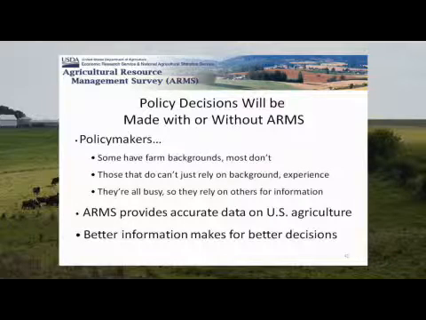Those policymakers that are making the decisions, some have farm backgrounds, but very few of them. Even those that have farm backgrounds really can't rely on just their background and experience because it tends to be narrow. In addition, they're all very busy. They need to rely on others for information. ARMS provides accurate data on U.S. agriculture, and we believe that better information makes for better decisions.